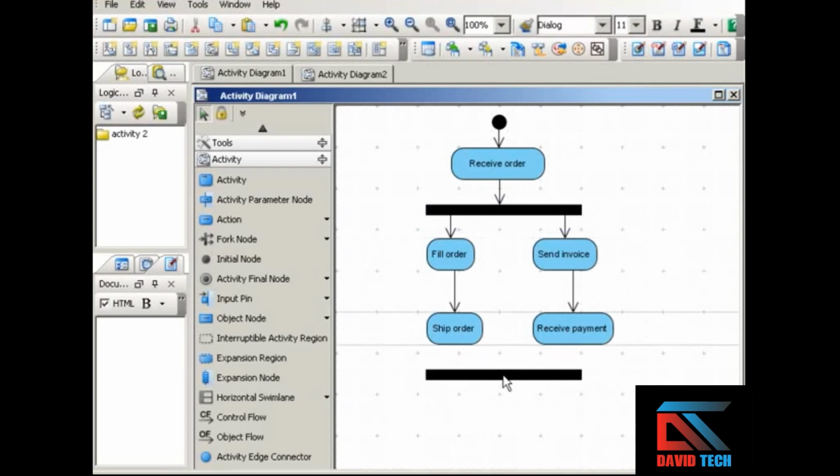And we show that with another black bar, which looks just like the fork node, only this one is called the join node. The difference is that you have two or more paths coming into the join node, two or more flows, and just one flow coming out. The next step would be close order, and here's our one flow moving into that, and at that point we would be done.